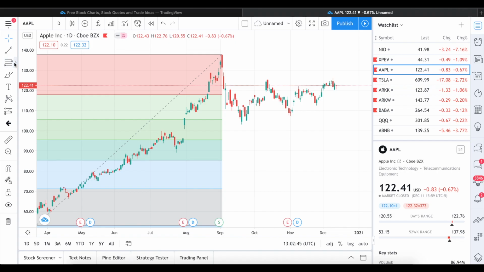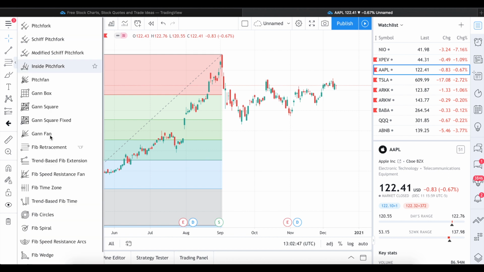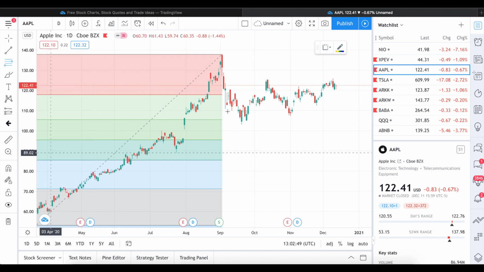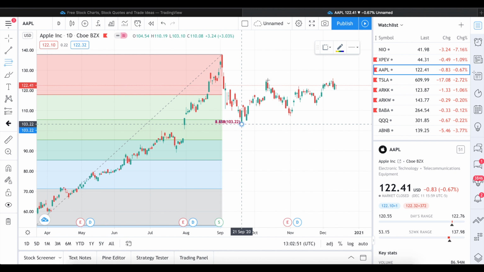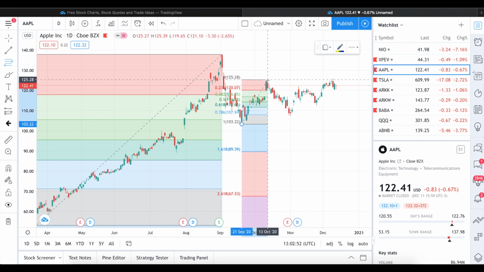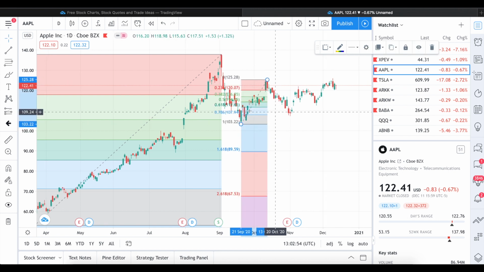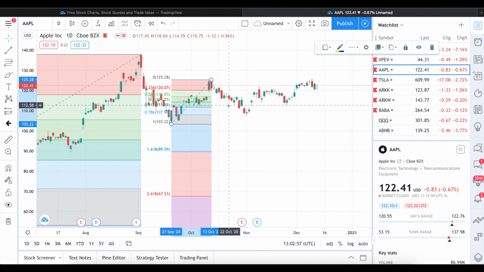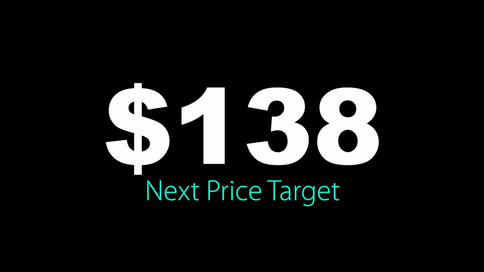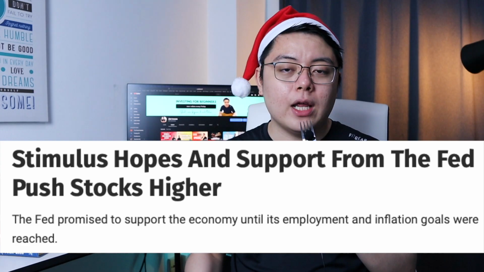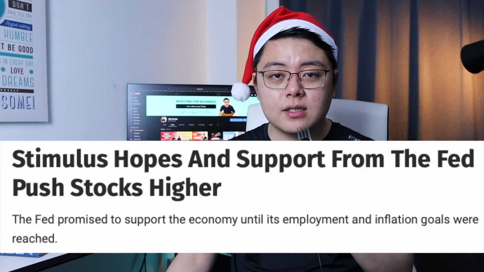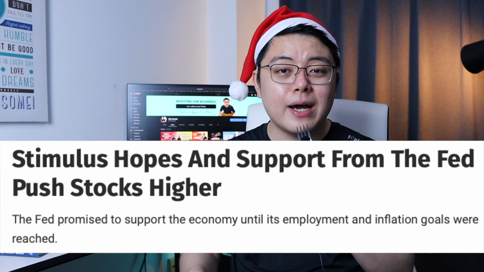Just drawing another Fibonacci retracement here, we can see that the immediate support is at $120. And the resistance is at $135, which means that your short-term reward is higher than your short-term risk. So that will mean a good time to enter into this stock. And if all goes well, we could very well see Apple hit the $138 share price sometime in 2021. And with an upcoming stimulus check from the Feds, this could very well be achieved within months from now.